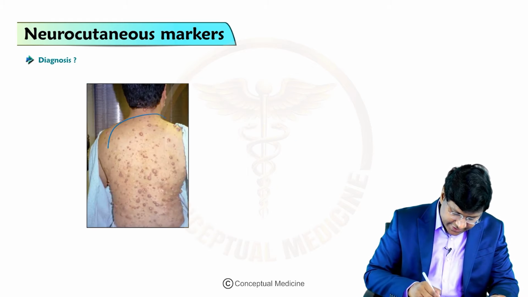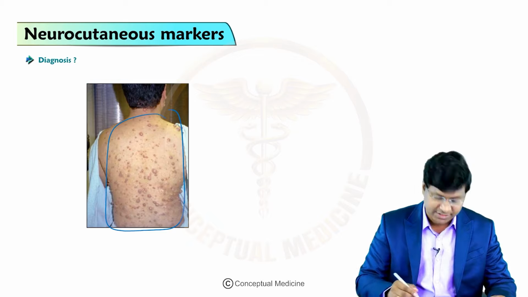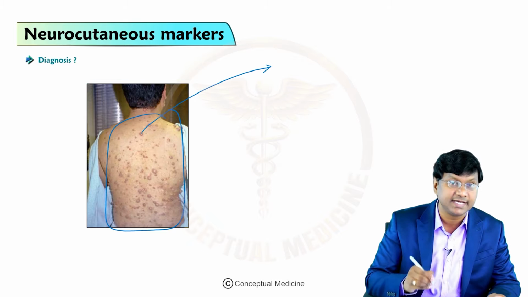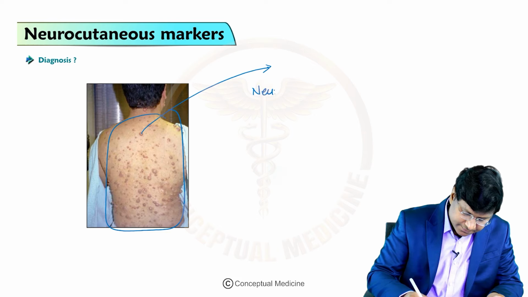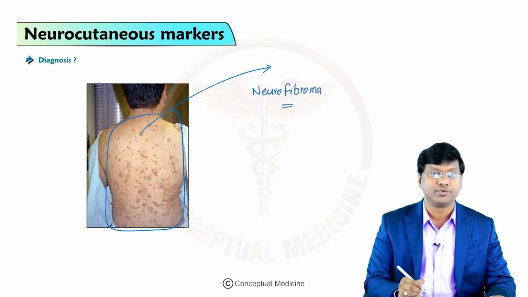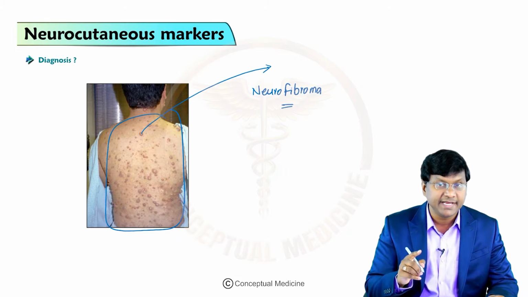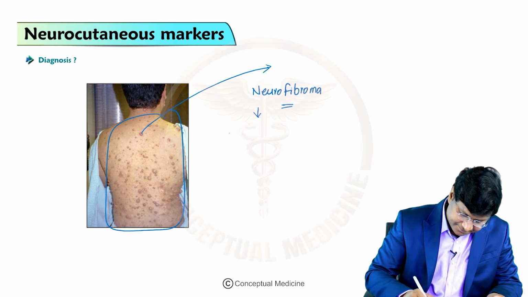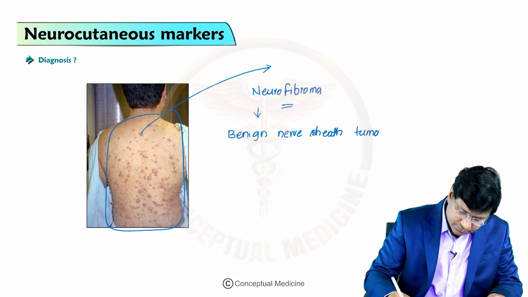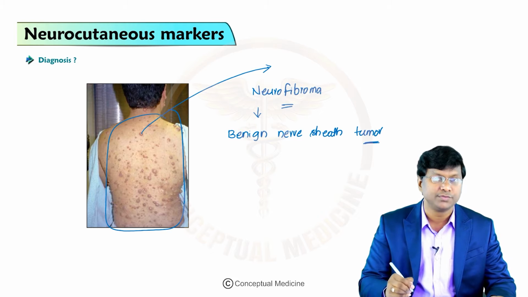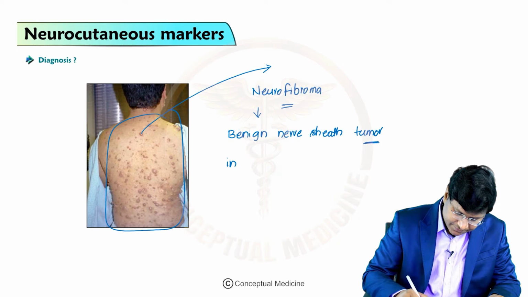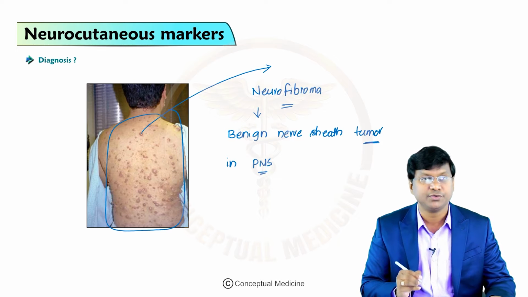Then the other image you see here shows fibromas. And what fibromas are these? These are neurofibromas. A neurofibroma is a benign nerve sheath tumor in the peripheral nervous system. These are what are called neurofibromas.